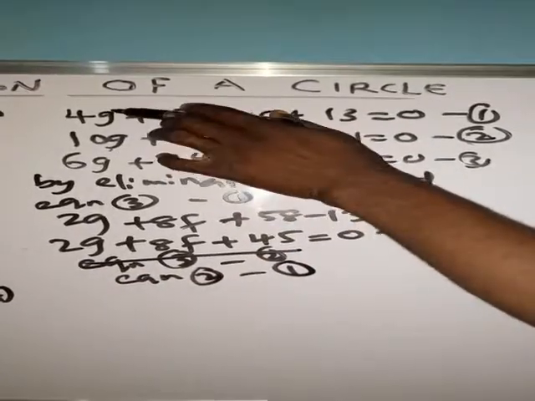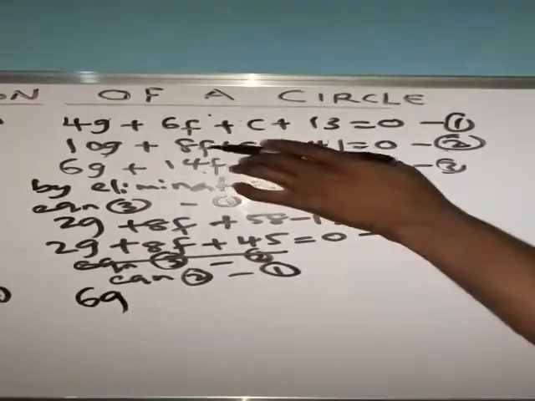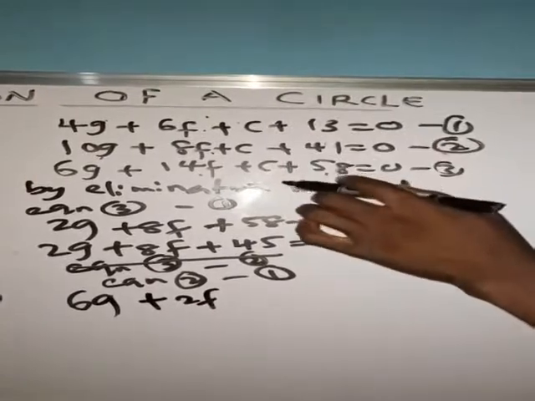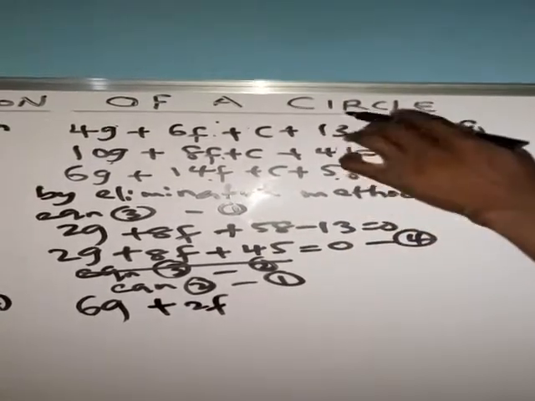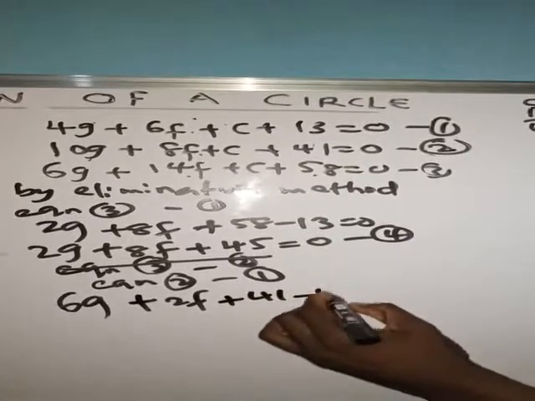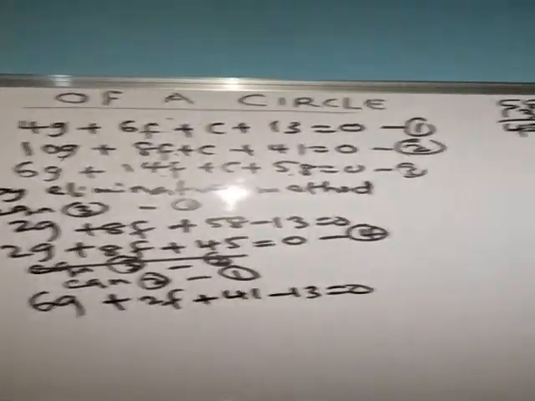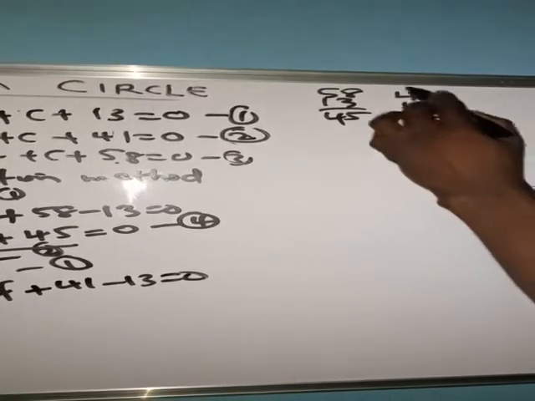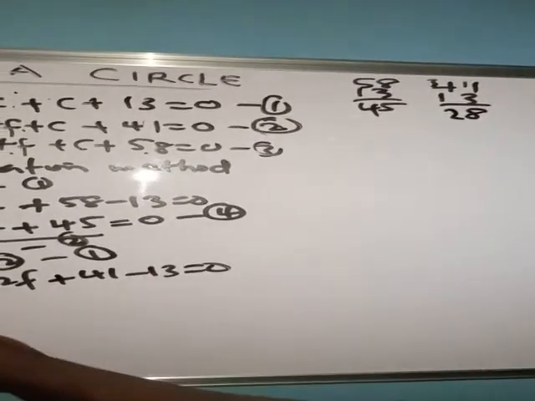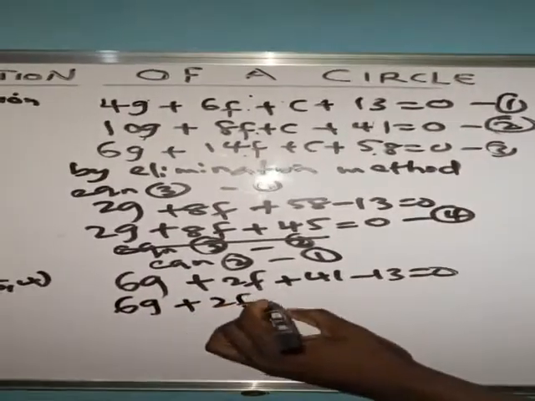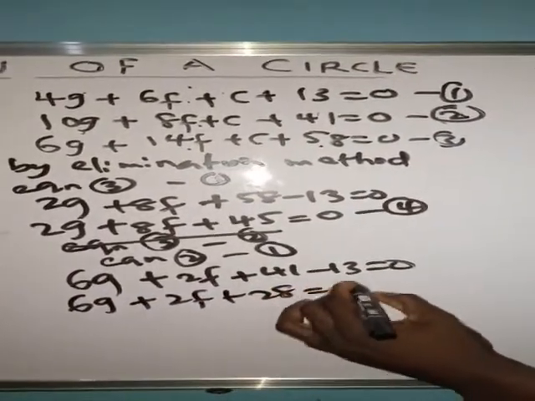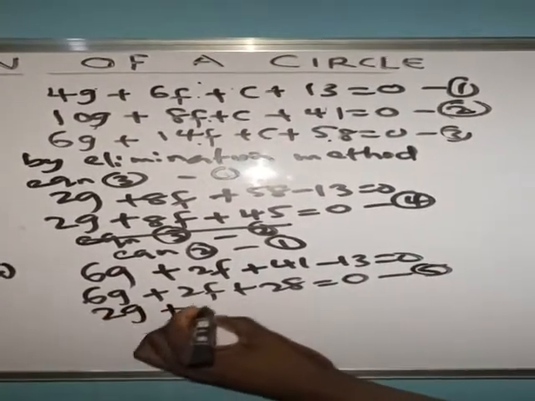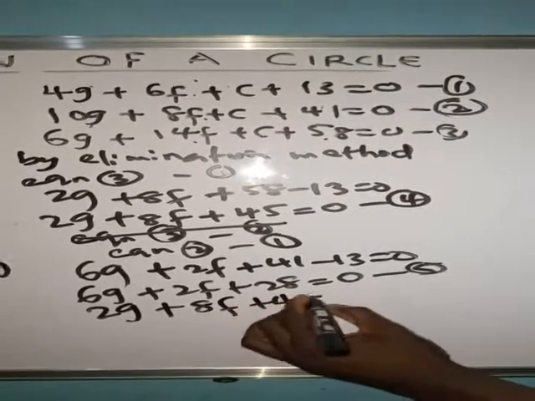So 10 minus 4 will give you 6g. 8f minus 6f gives you 2f. C minus c, 0, that will be eliminated. Then you have 41 minus 13. 41 minus 13, borrow 1, 11 minus 3 will give you 8, 3 minus 1 is 2. So 6g plus 2f plus 28 is equal to 0. A new equation 5. I'll be solving equations 4 and 5 simultaneously.